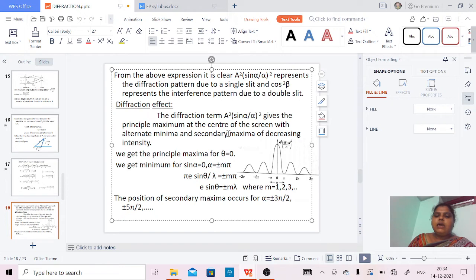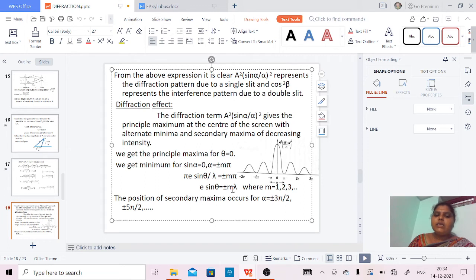We already discussed that. The same topic we are discussing again: between every two minima there is a secondary maxima. In this diagram we get the principal maxima for theta equals 0. We get the minimum for sin alpha equals 0, or alpha equals plus or minus m pi. Now e sin theta equals plus or minus m lambda. Pi gets cancelled and it becomes m lambda, where m is 1, 2, 3 and so on. Now for theta equals 0 we are getting the principal maxima.